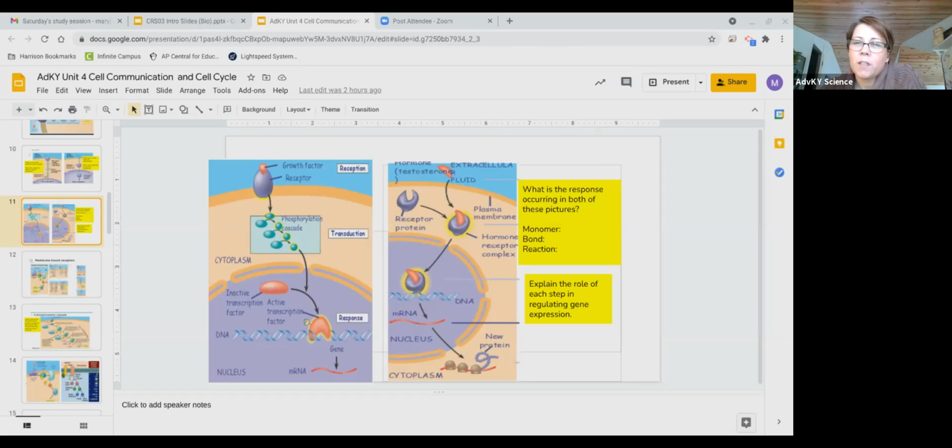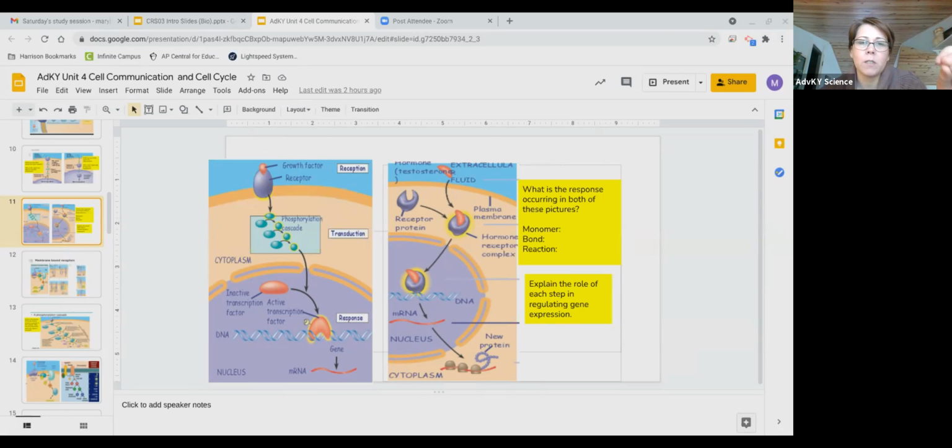Okay, so for transduction, I do have a few responses. Transduction can always look different. And so here in my picture, I do have a phosphorylation cascade. And so some of you are giving me specifics about that. It amplifies the signal.